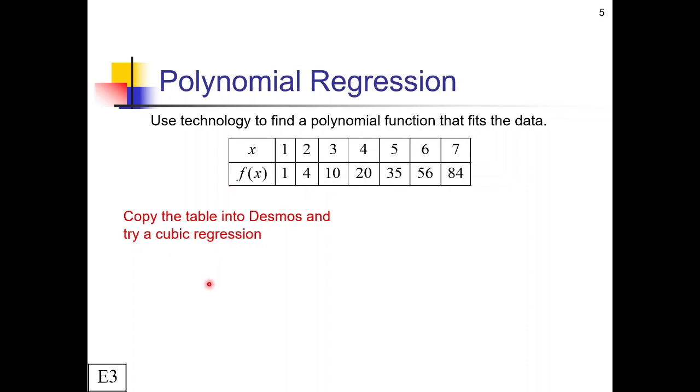On the off chance that r squared does not equal 1, you can always try a quartic regression to get a better fit. And you can't do any higher than a quartic regression in Desmos, but that's usually more than enough for these. So pause the video and see if you can make that happen. All right, let's go to Desmos.